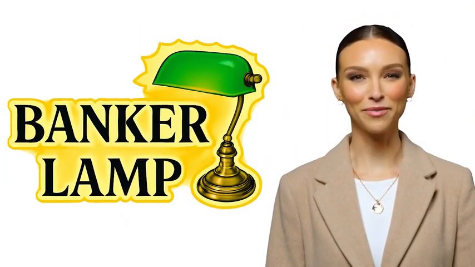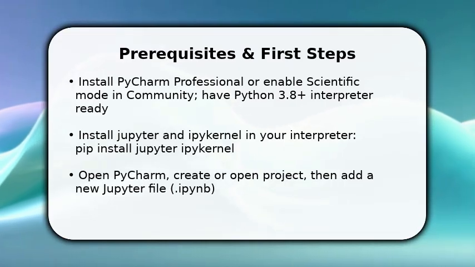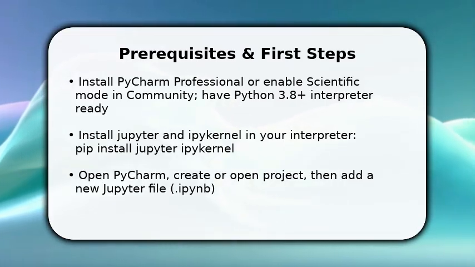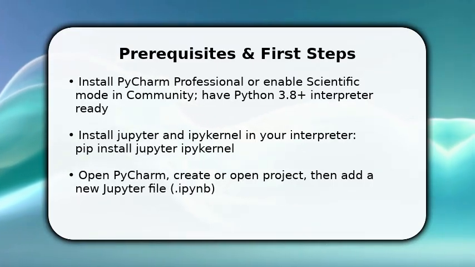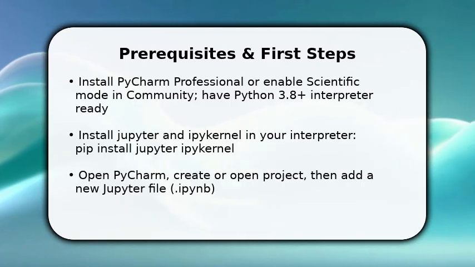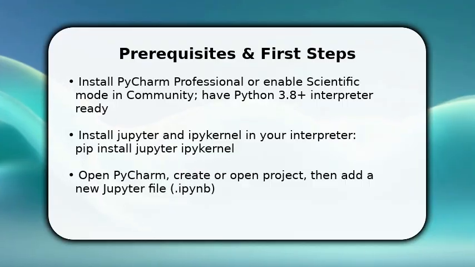Please enjoy the video. You start by confirming prerequisites: PyCharm Professional or scientific features, and a working Python interpreter. Create or open your project so files are in one place. Then install Jupyter and ipykernel into that interpreter so PyCharm can run notebooks. Once done, in PyCharm choose New Jupyter Notebook, and name it.